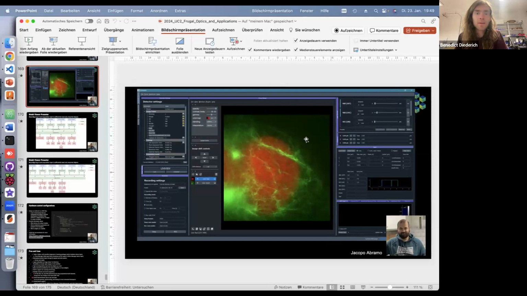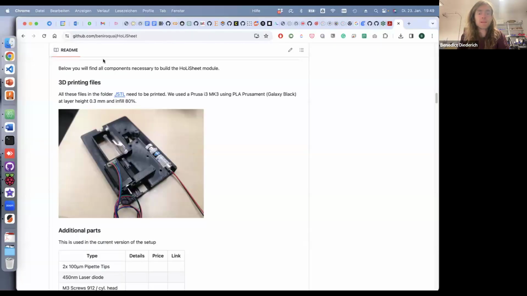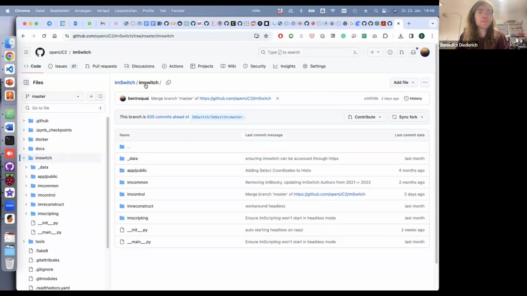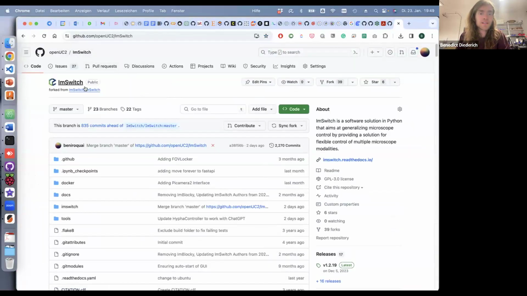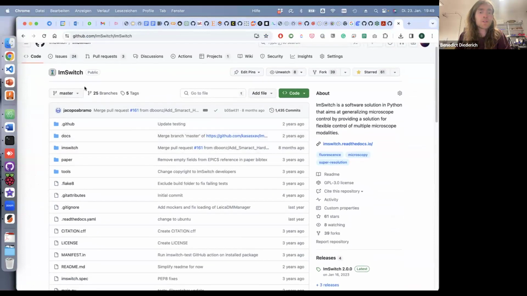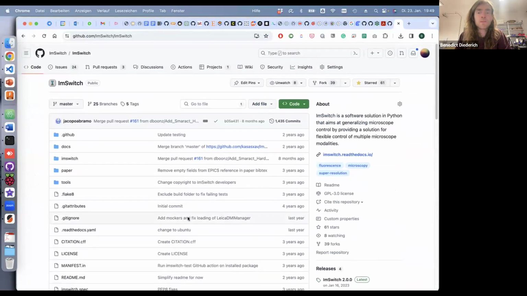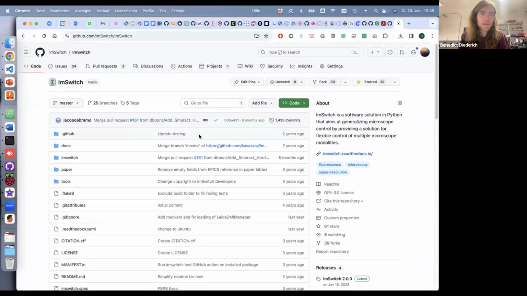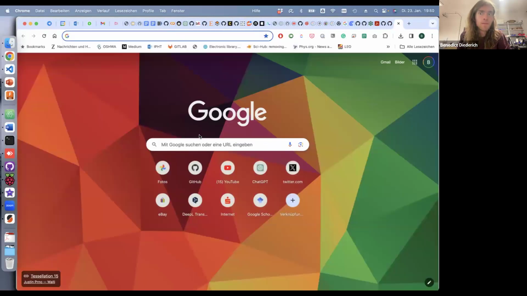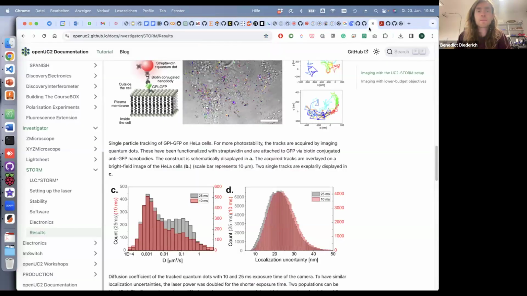I think the ImSwitch part I'm skipping a bit, but I'm inviting you to use this, or maybe to develop this. That's also co-developed with Jacopo. It's a very nice system. You go to ImSwitch, it's open source. Either use ours that's tightly connected to the Open UC2 system, or use the one that's officially published by the ImSwitch community. Yeah, and then I think that's pretty much it.